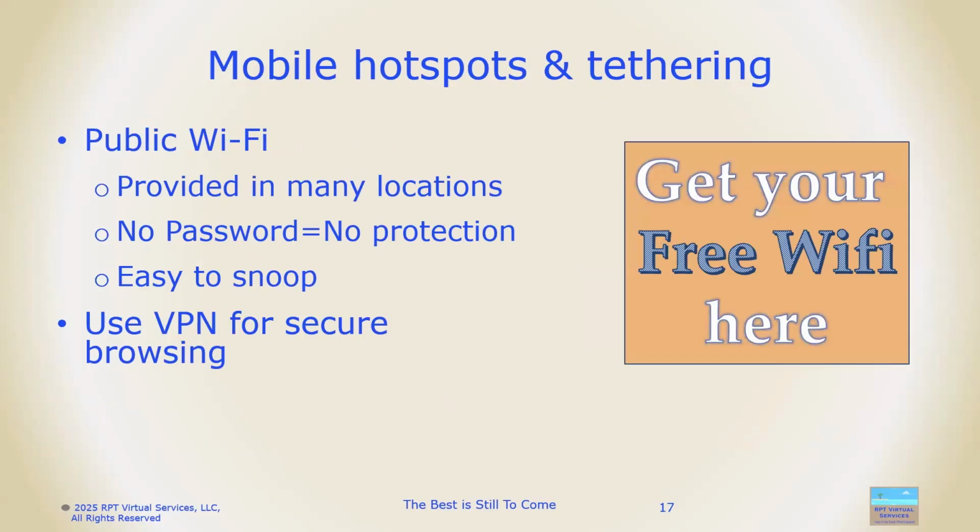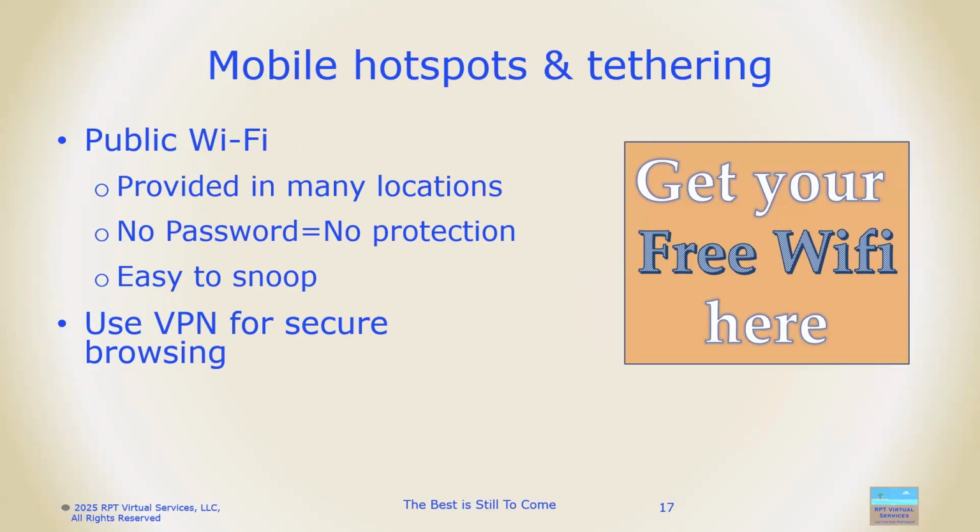Okay, mobile hotspots and tethering. Public Wi-Fi is great. It's provided in a lot of locations, restaurants and stuff like that. But one thing to remember is if there's no password, there's no encryption. So everything you're typing while you're in that restaurant, everyone can see, and it's easy to snoop.